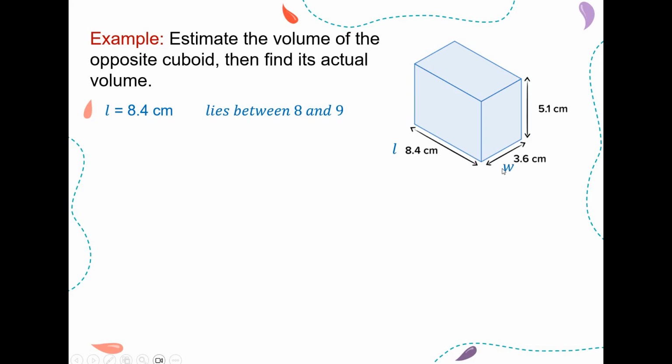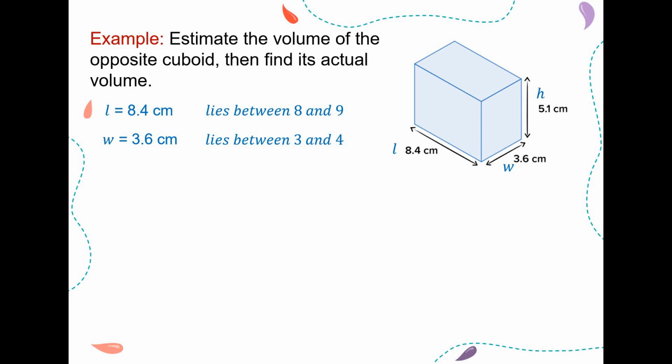What about the width? Yes, the width equals 3.6. Again, 3.6 lies between which two integers? 3.6 is between, yes, 3 and 4. Super. What about the height?